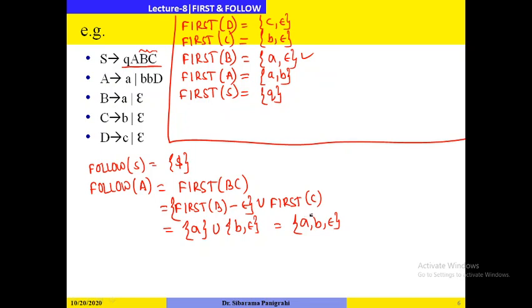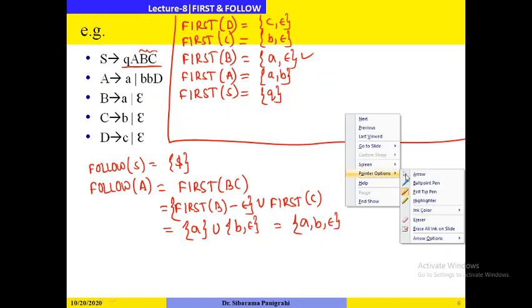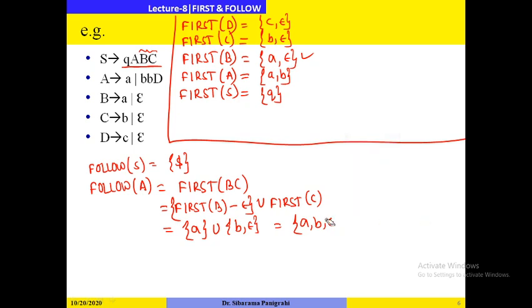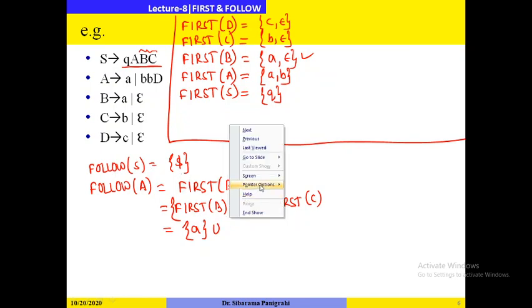Okay. Now here you see, here you have to do one more thing. So here, let me erase it a bit. So here what you will get, follow of first of C. So first of C contains epsilon. So what you will do here also, you have to do first of C.